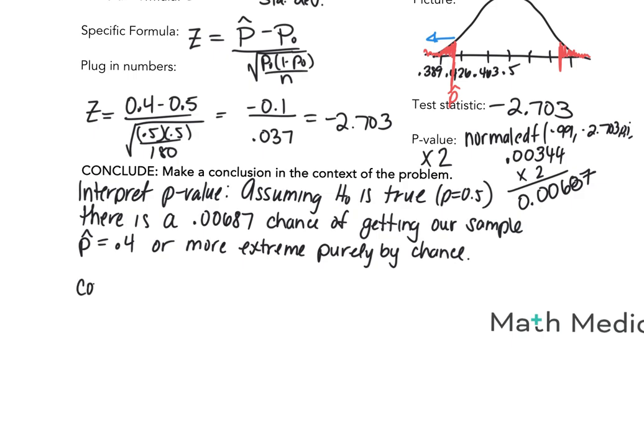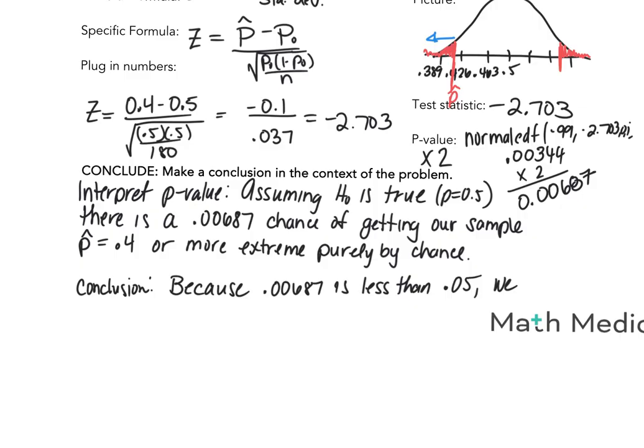And then we do our conclusion. It's this part, because 0.00687 is less than the alpha of 0.05. If our p-value is less than our alpha, then we are rejecting. The evidence is so unlikely that this was actually by chance that we don't believe the hypothesis is true. So we reject H0.